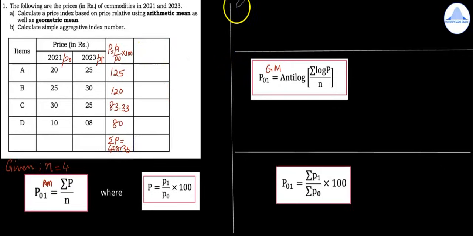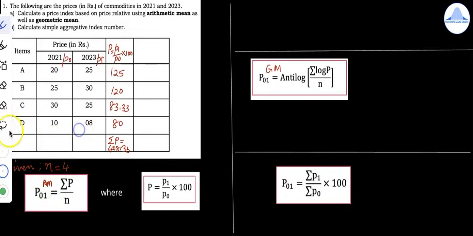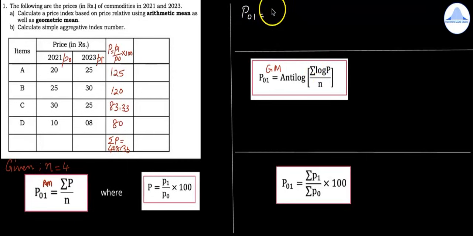So now let us substitute in the formula. So when we substitute in the formula, we will get P01 is equal to 408.33 divided by 4. So therefore, P01 of AM will be equal to 102.08.